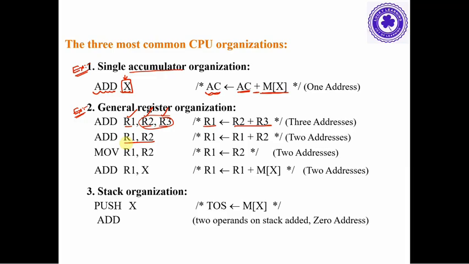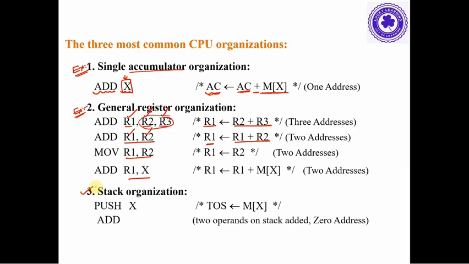Here in this example, add R1, R2. It means R1 and R2 are added. The result is stored into R1 register. Here, how many addresses need to be specified for this instruction? Two addresses. Similarly, for this, two addresses. For this, we have two addresses.